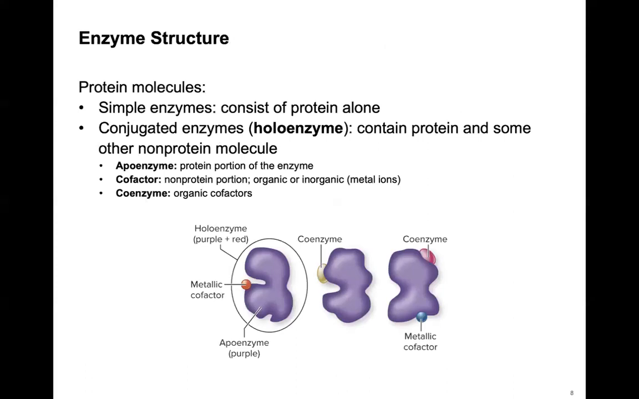So the overall structure of enzymes: you have the protein molecules. Simple enzymes consist of protein alone. Conjugated enzymes, or holoenzymes, contain the protein and some other non-protein molecule. Apoenzymes are the protein portion of the enzyme. The cofactor could be the non-protein portion, such as an organic or inorganic molecule. And coenzymes are organic cofactors.